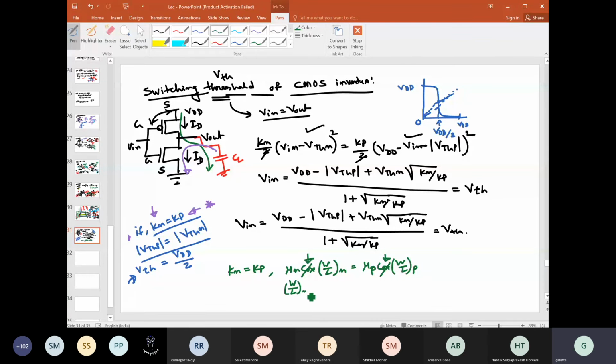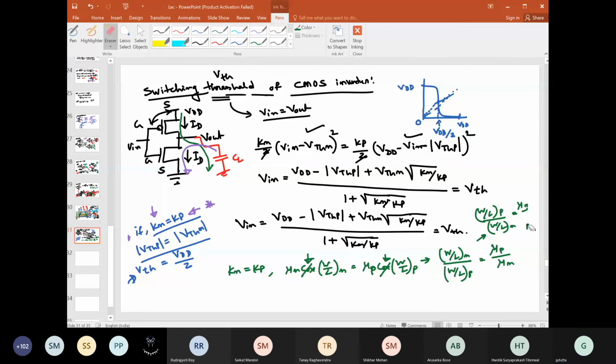So then we can say W by L for this NMOS over W by L for this PMOS would be equal to mu P by mu N. Or in other words, if you want to write this part on top, it is mu N by mu P, right?